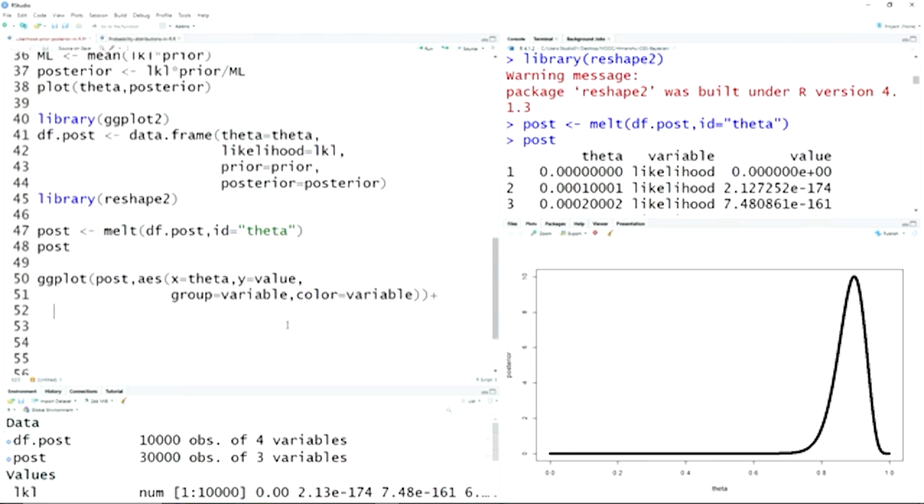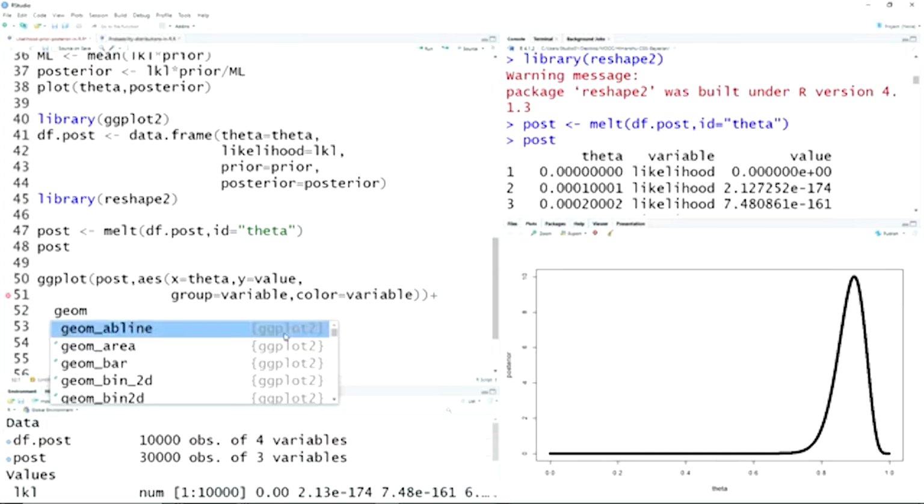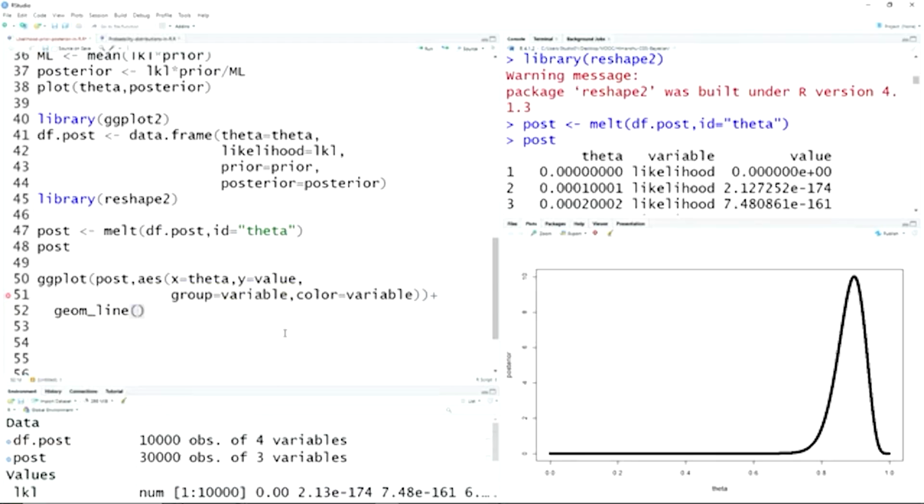Right. Now I'm going to plot all these three in a single plot. How do I do that? So first, I can plot it using geom line. You can also use geom point. You can draw a point plot as well as a line plot. It will give actually the same result because you have a lot of data points.